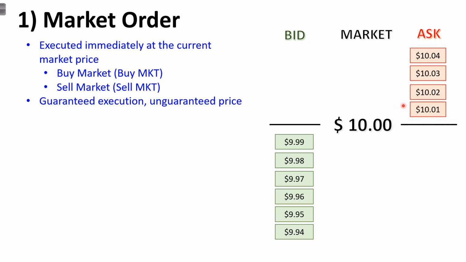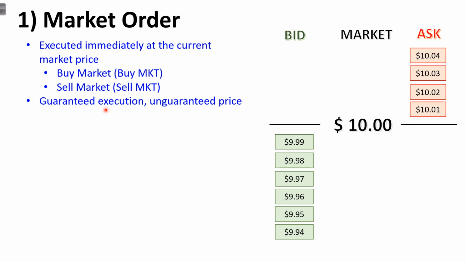So the opposite is also true. If we want to sell at $10 and we submit a sell market order, then we will sell to whoever is willing to buy from us at the highest price, which is $9.99. So you can see that by using a market order, you are guaranteed to get filled on your order.